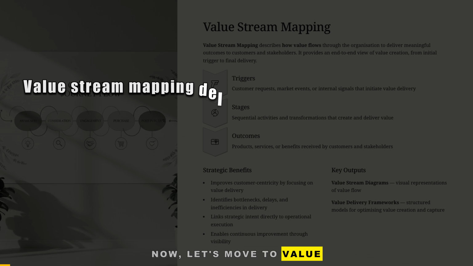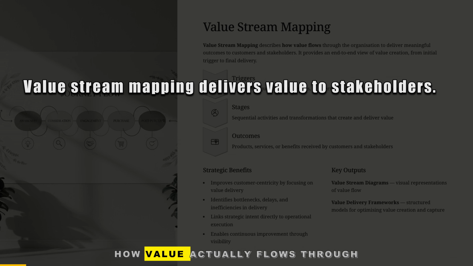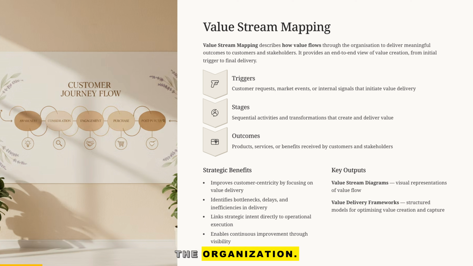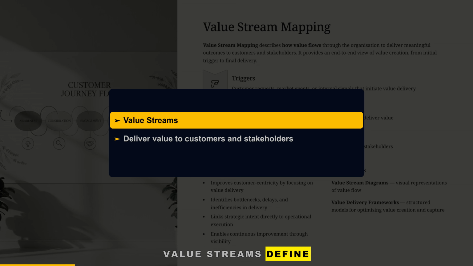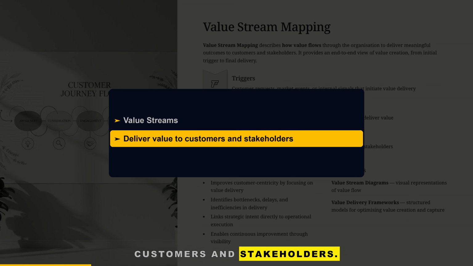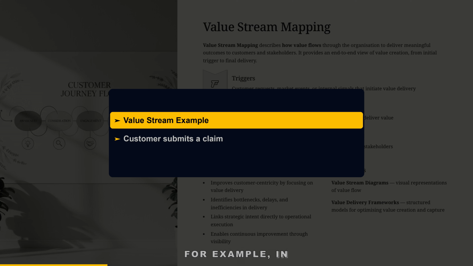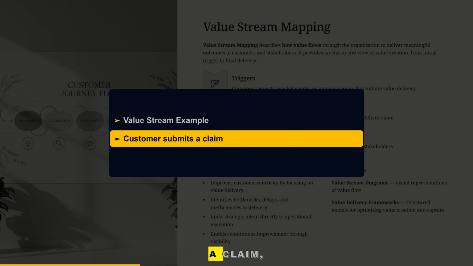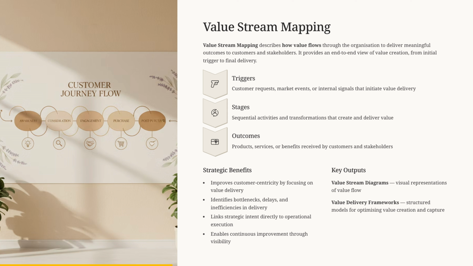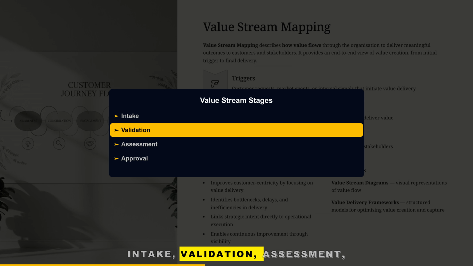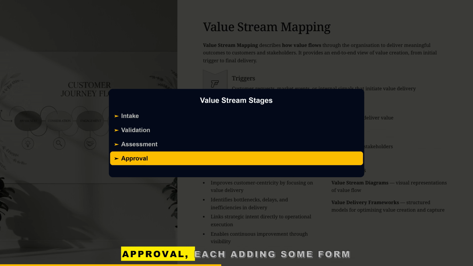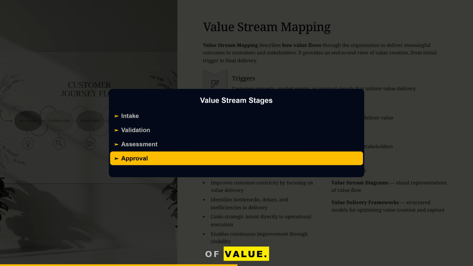Now, let's move to value stream mapping, which shows how value actually flows through the organization. While capabilities define what the business can do, value streams define how it delivers value to customers and stakeholders. For example, in an insurance company, a value stream might begin when a customer submits a claim and end when that claim is approved and payment is made. Along the way, there are multiple stages: intake, validation, assessment, approval, each adding some form of value.